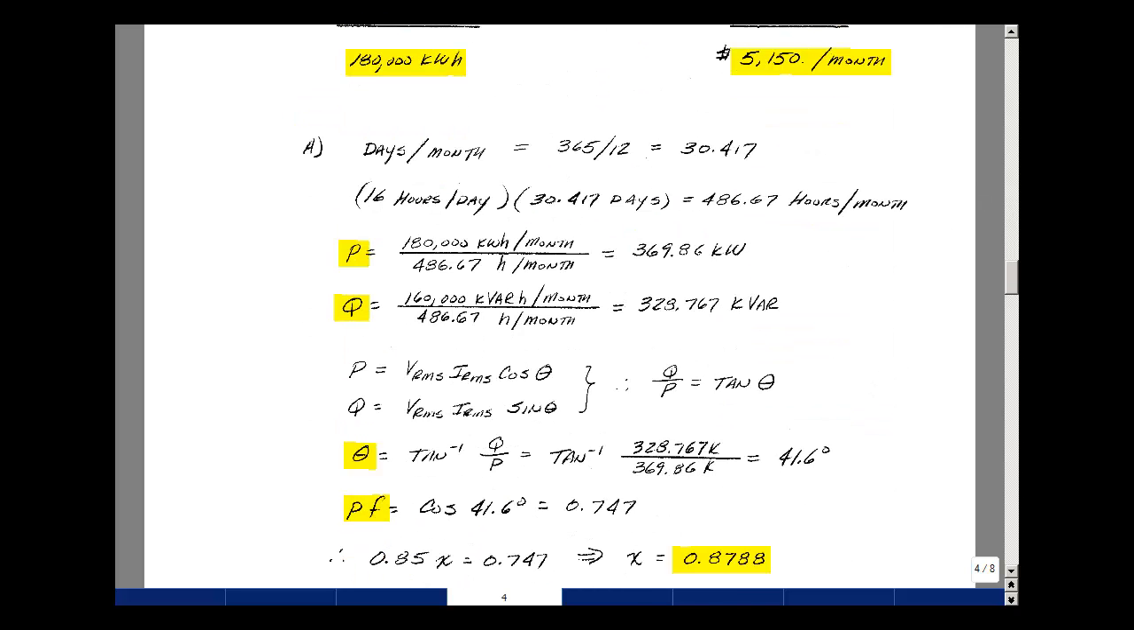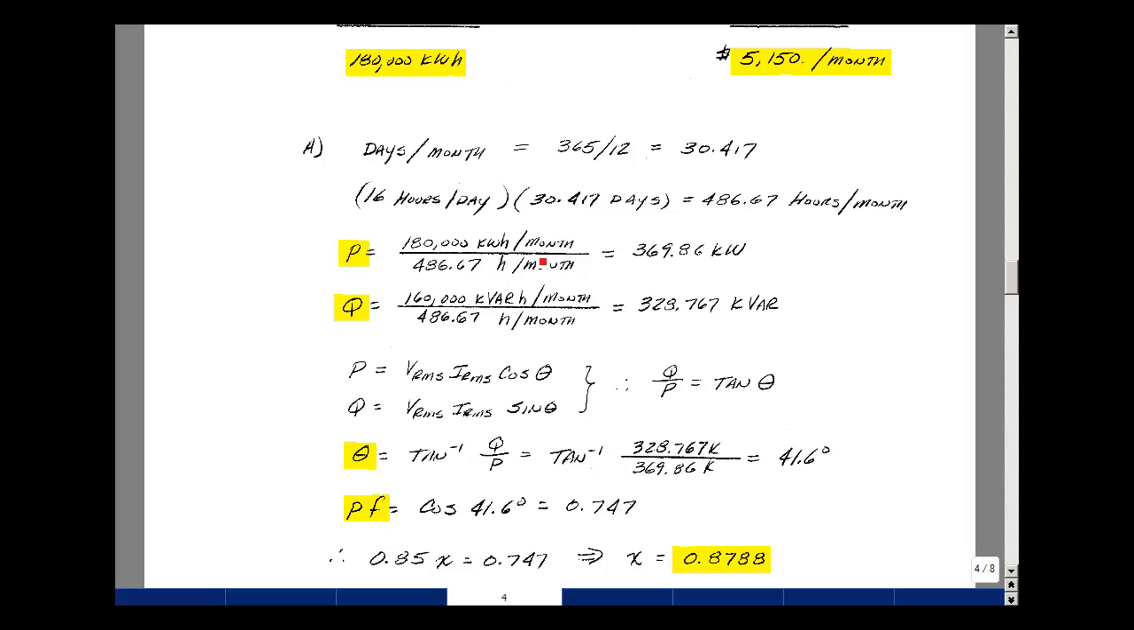Next, we need to figure out what is our power factor, and then how is our rate affected by that. Some of the formulas had days and months. Let's do some conversion. So our first conversion, we convert days per month. That would be 365 days per 12 months, and that would be an average of 30.417. For 16 hours a day, for 30.417 days, we're looking at 486.67 hours per month.